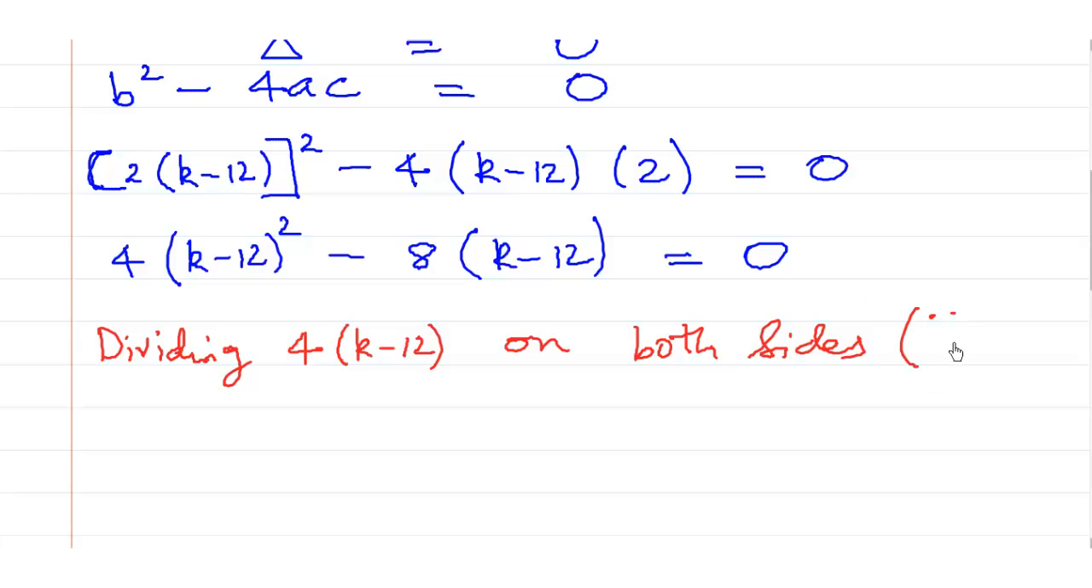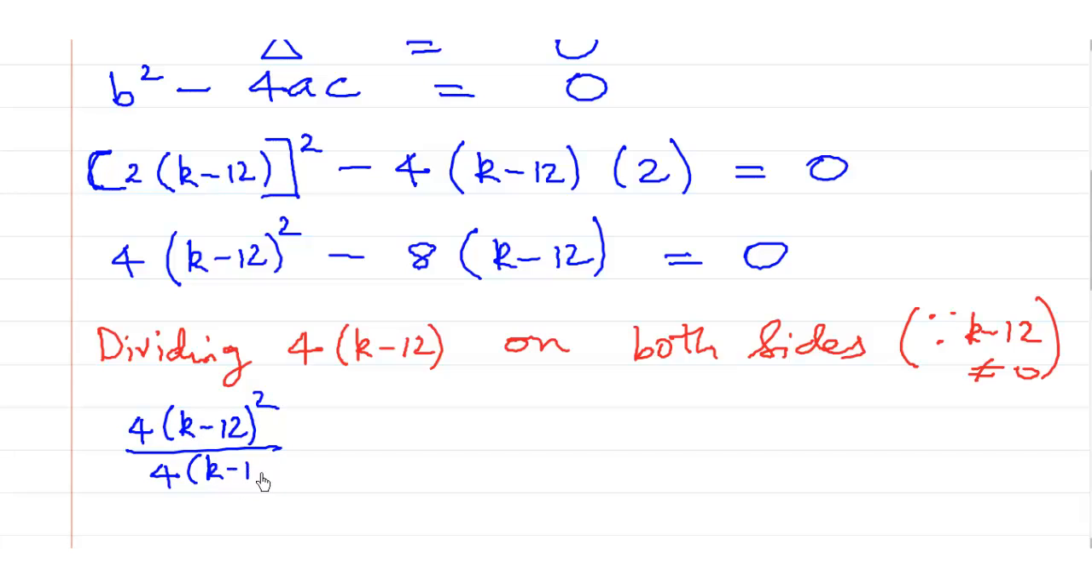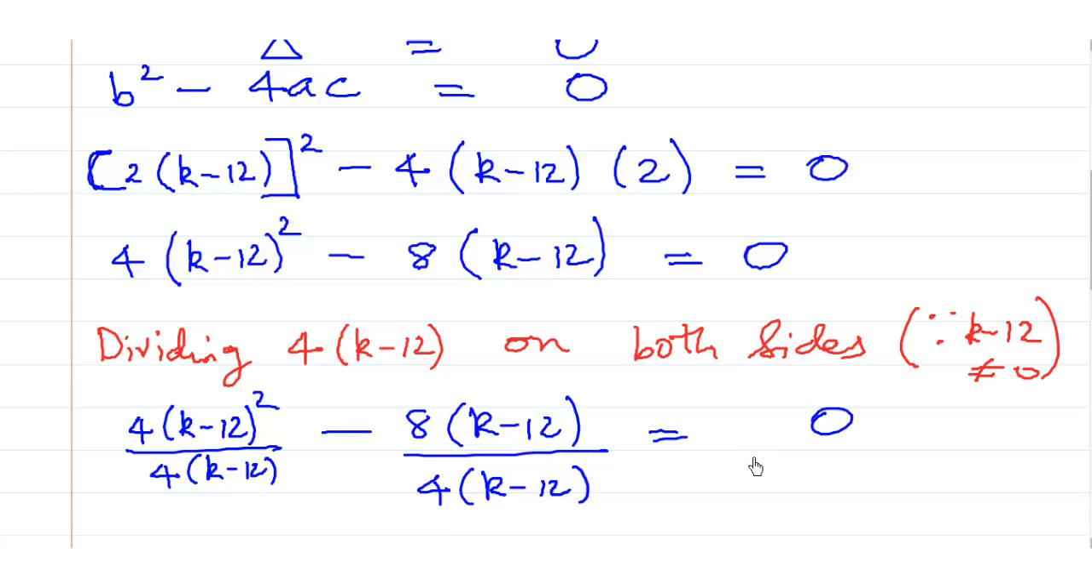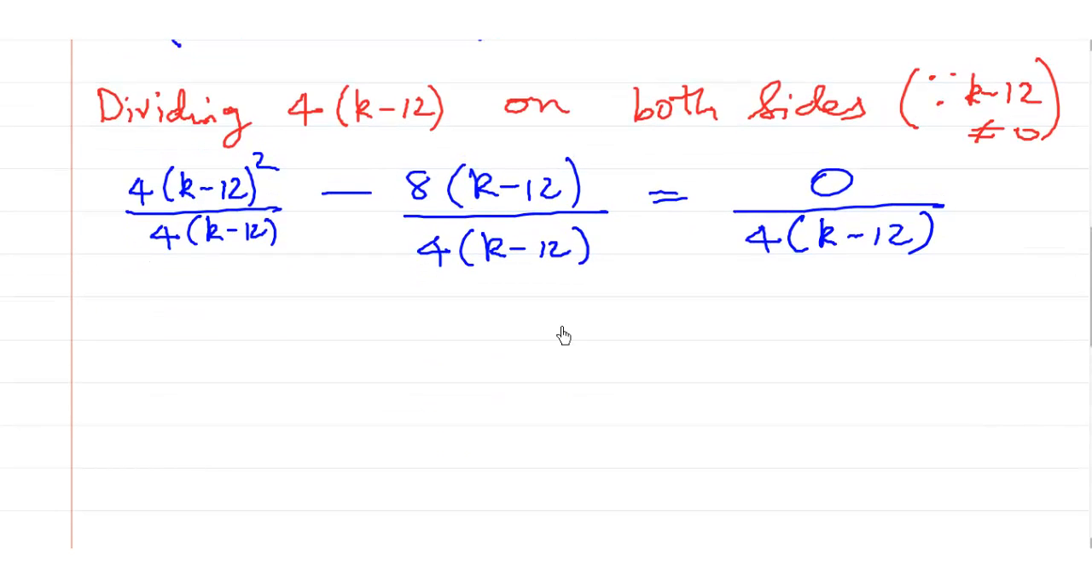So we can just write this, since k minus 12 is not equal to 0. So dividing by 4(k minus 12) on both sides, we have 4(k minus 12) the whole square upon 4(k minus 12) minus 8(k minus 12) upon 4(k minus 12) is equal to 0 upon 4(k minus 12). So we are dividing a non-zero number on both sides. Over here 4 and 4 get cancelled. One k minus 12 gets cancelled. We have 4 ones are 4, 4 twos are 8. We have the entire k minus 12 cancelled, and over there we have a 0.